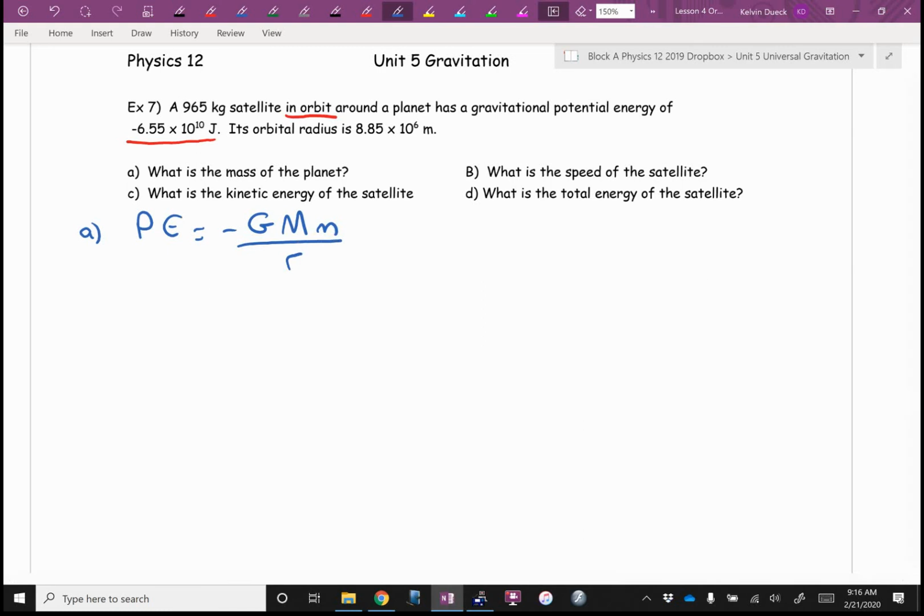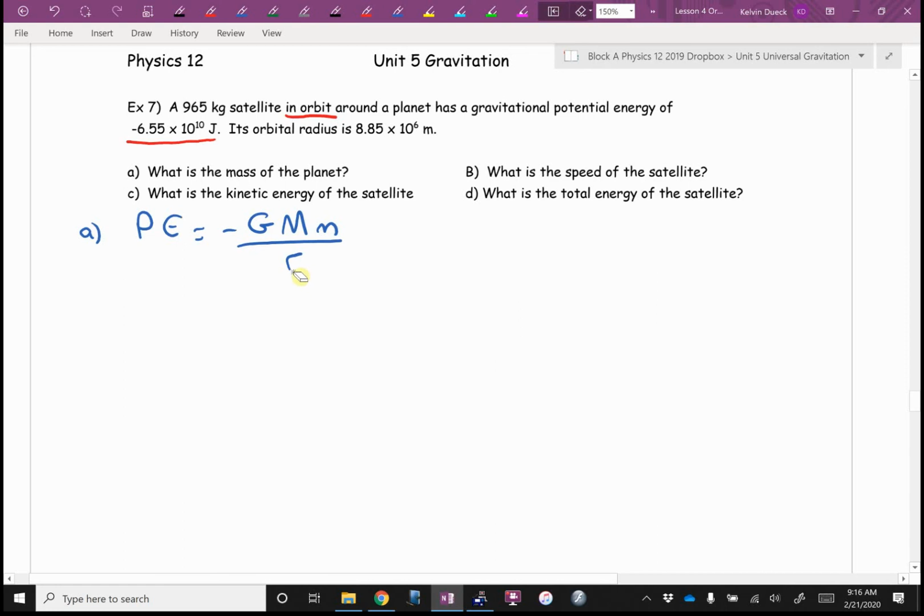Let's do a quick check. What are we trying to find again? Did they give me this number? Yes. Do I know big G, 6.67 times 10 to the negative 11? Did they give me little m? Yeah. Did they give me R? This will work. Let's get the big M by itself.